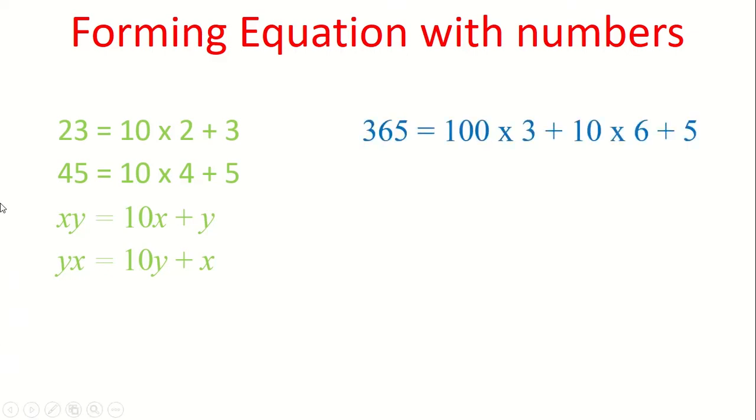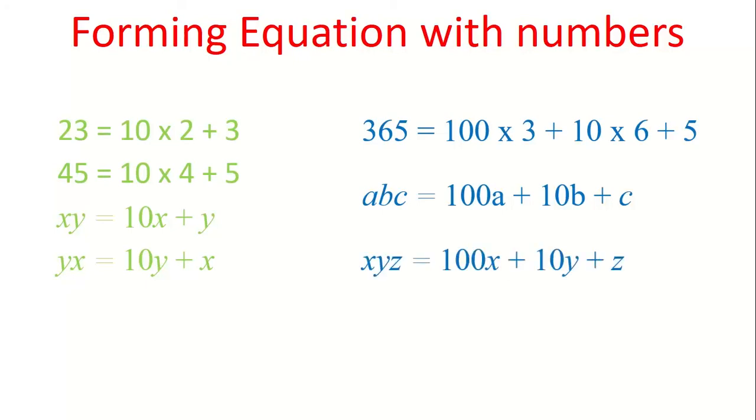If it's a 3-digit number, 365, it's 100 into 3 plus 10 into 6 plus 5. If it is given in the form of variables, ABC is nothing but 100A plus 10B plus C. XYZ is nothing but 100X plus 10Y plus Z. So let's solve one example based on digits.